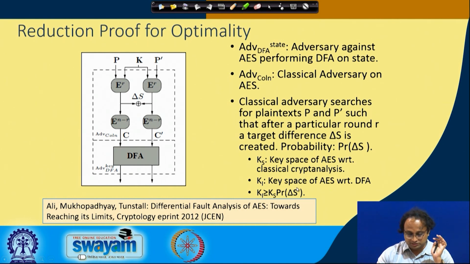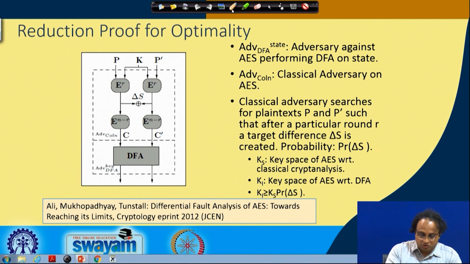So understand that if I am able to do a DFA attack, and the DFA attack reduces the key size to only KL values, that means your DFA key complexity is KL. But how many times do you need to choose pairs of plaintext so that this difference is created at this point? This is essentially 1 by the probability of this delta S, because I am trying to create a delta S differential here. If the probability of delta S is probability of delta S, then I have to try 1 by probability delta S to have at least one case where this differential is created.